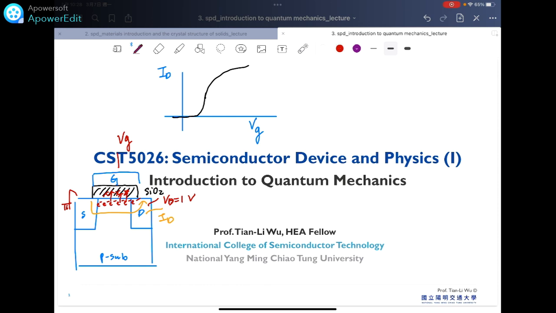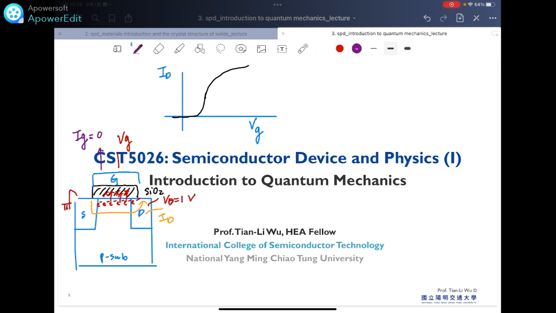And therefore, based on this concept, if you still try to measure your gate current, that's supposed to be equal to zero, because the dielectric is just like a wall. It's supposed that there's no possible way any object can transport through the wall. That means in the ideal case, the gate current should be zero.